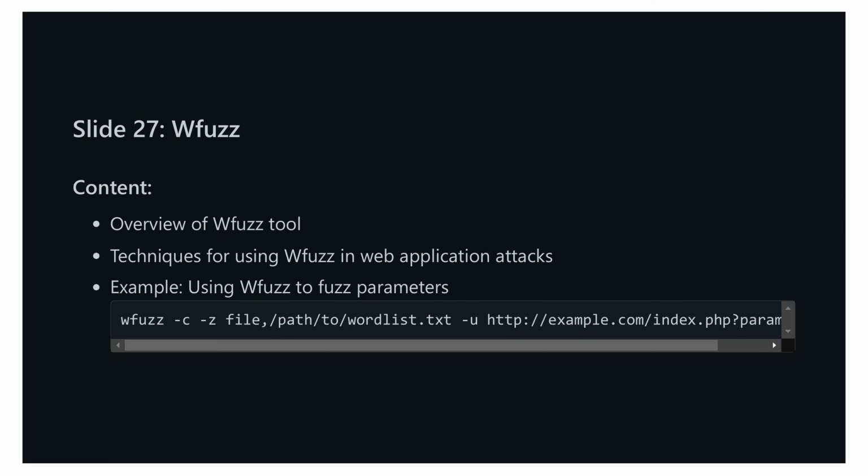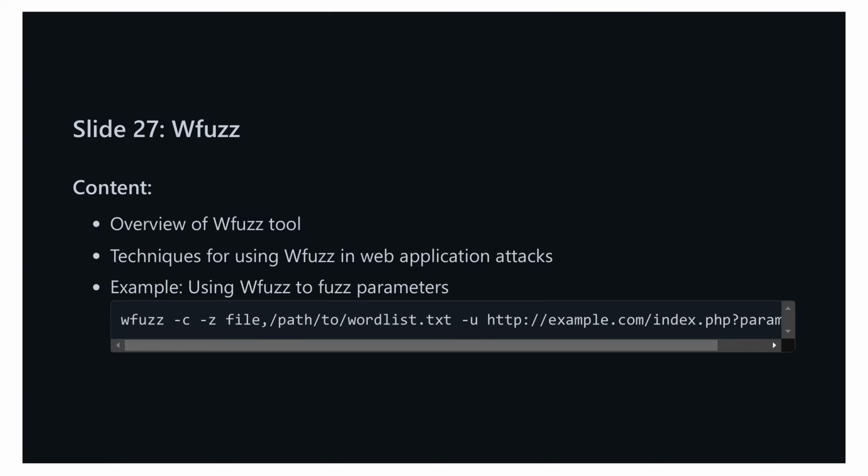Now that we've discussed GoBuster and Dirbuster on the previous slide, let's move on to another powerful tool, Wfuzz. In this slide, we'll provide an overview of the Wfuzz tool and explore various techniques for using Wfuzz in web application attacks. Wfuzz is incredibly versatile and allows you to perform fuzzing on web applications to discover hidden parameters, files, and directories. For example, one common use case is parameter fuzzing. This technique can help uncover potential vulnerabilities by testing different input values for web application parameters.